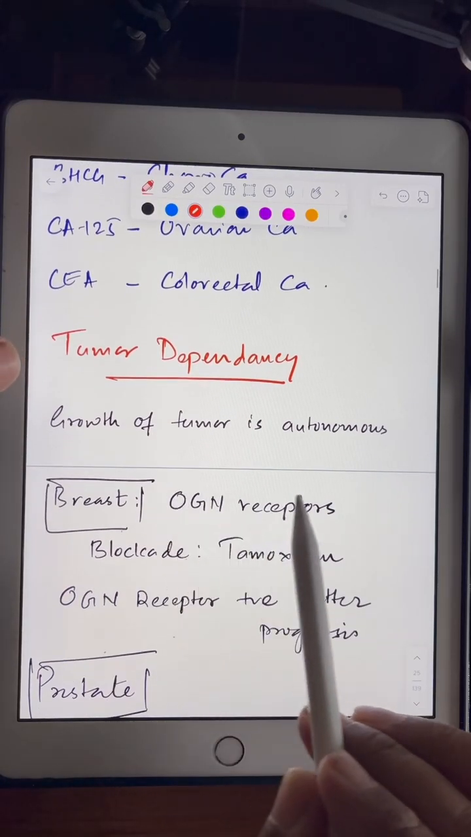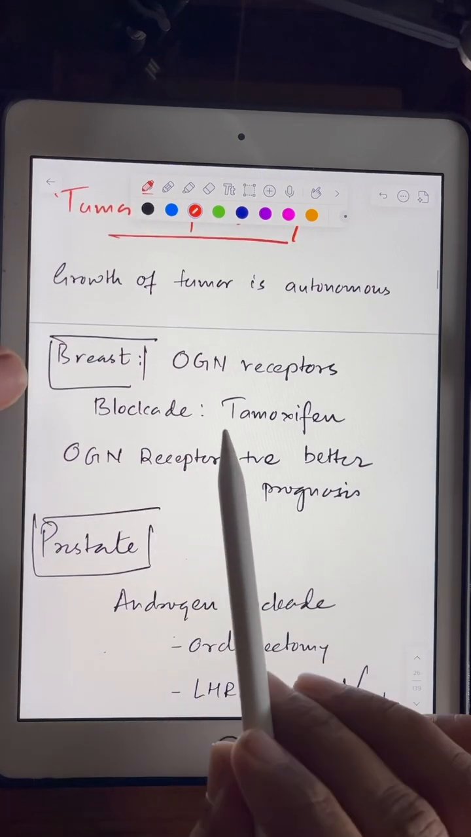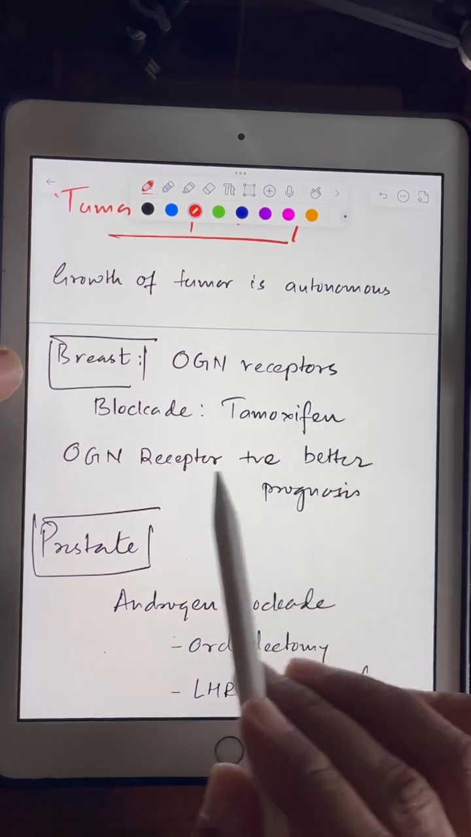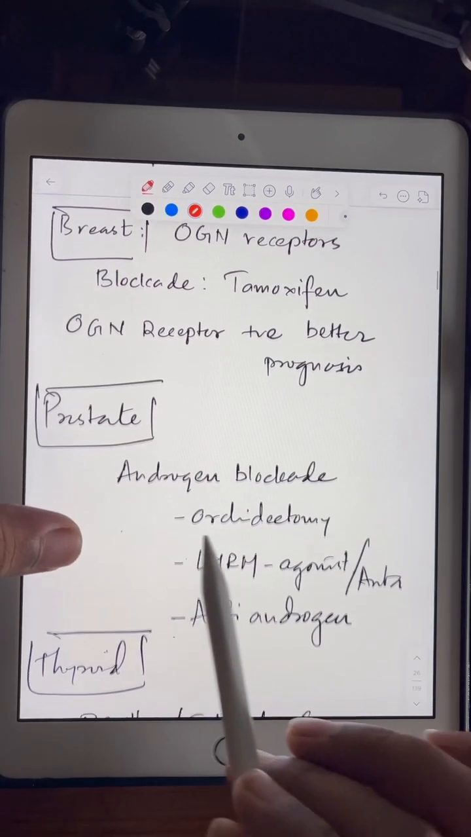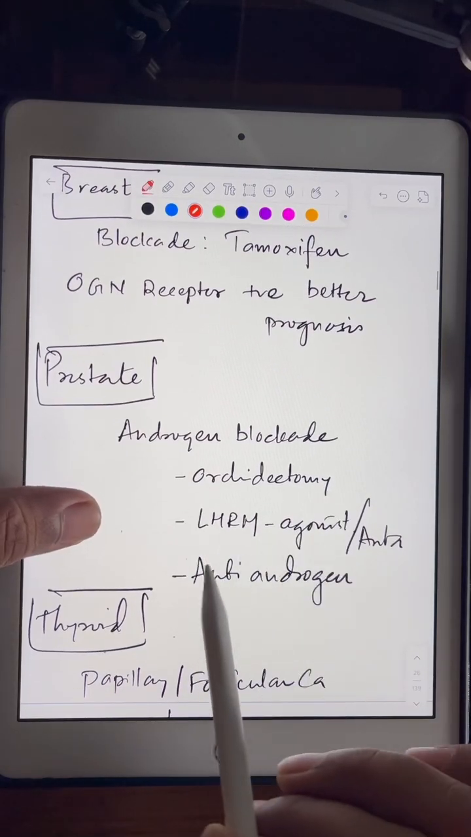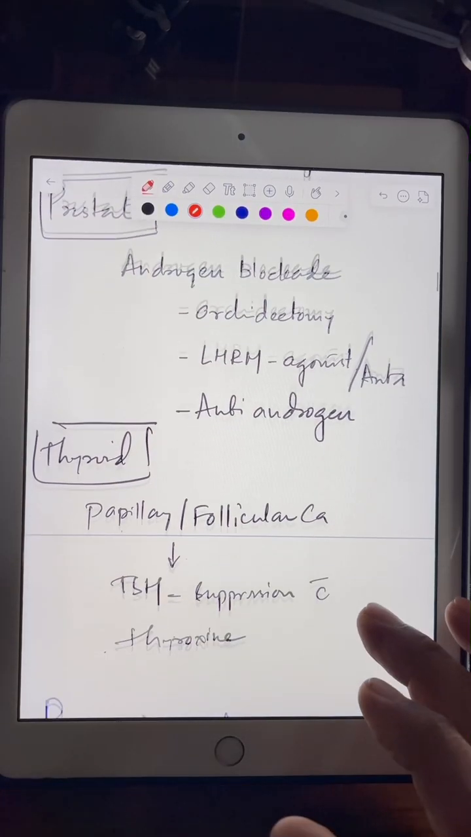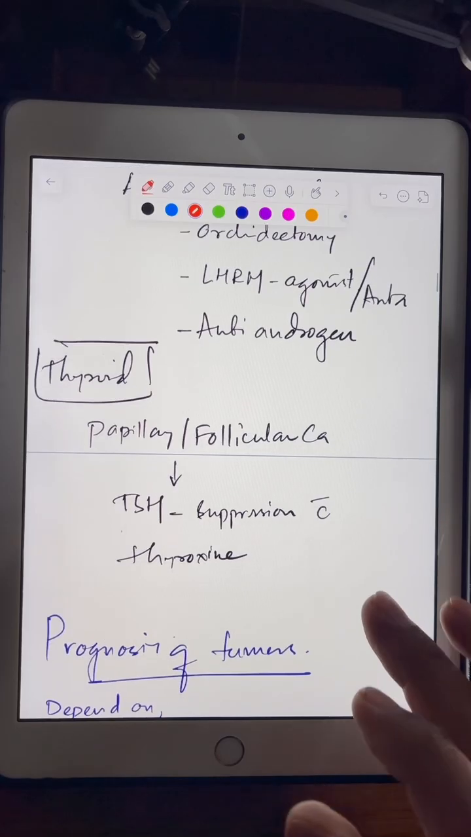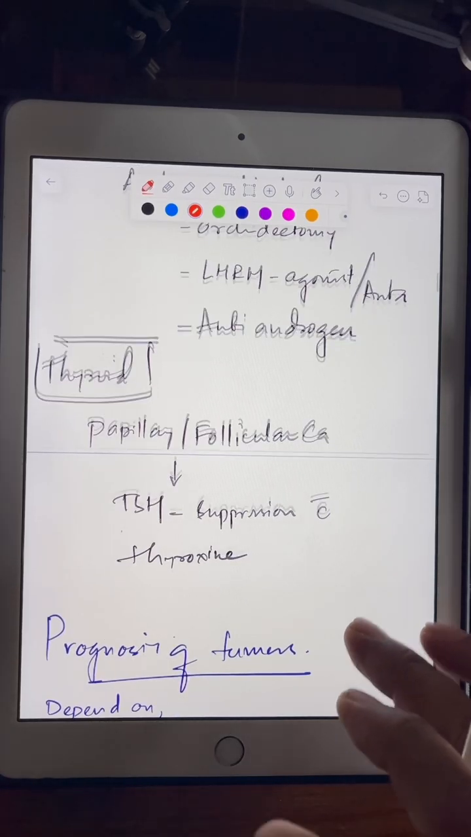Growth of the tumor is autonomous. How does it depend? It becomes of its own. Breast: estrogen receptors blockade, tamoxifen is used; estrogen receptor positive has a better prognosis. Prostate: androgen blockade, orchidectomy, luteinizing hormone releasing hormone antagonist, anti-androgenic therapy. Thyroid, papillary and follicular carcinoma, TSH suppression, so thyroxine is given.